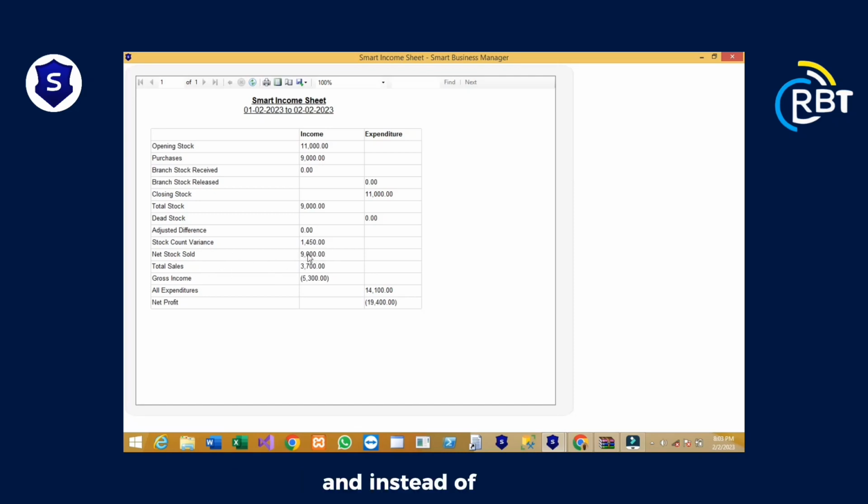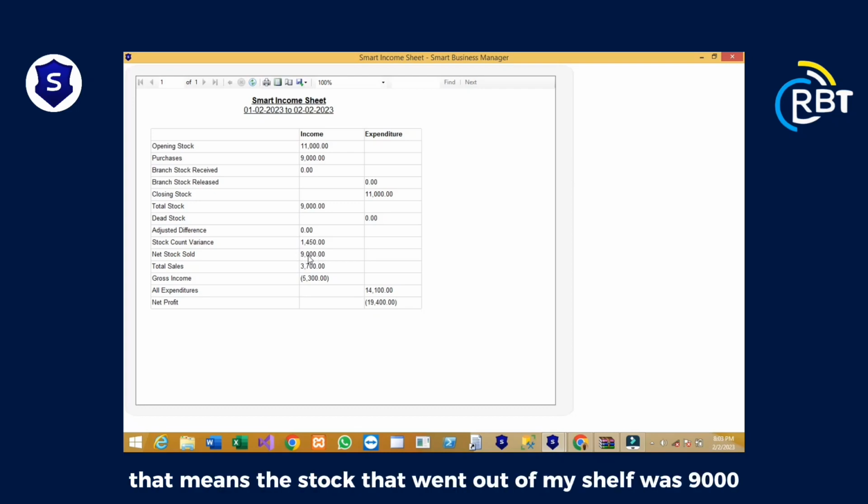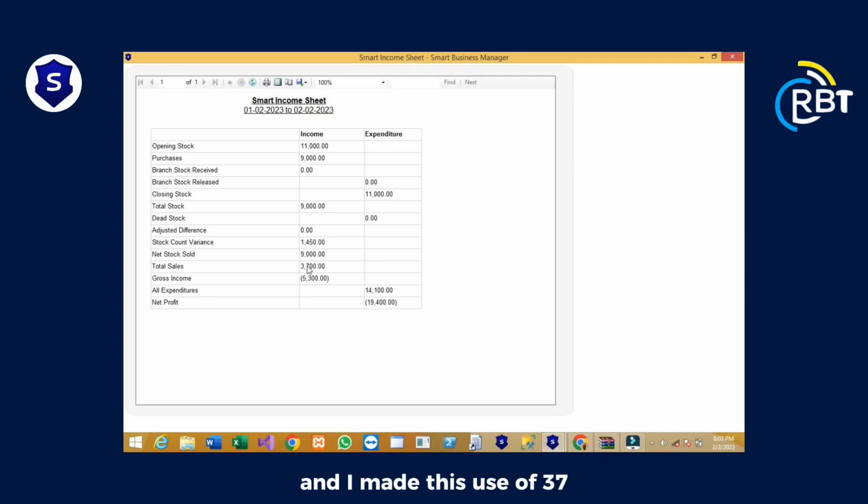And inside this stock that I lost, that means the stock that went out of my shelf was 9,000, and I made sales of 3,700. So you can see that there's a minus. This is a minus 5,300, right? And I made expenditures throughout that period of 14,100. So you see, I had more losses. So this is what you need to do.